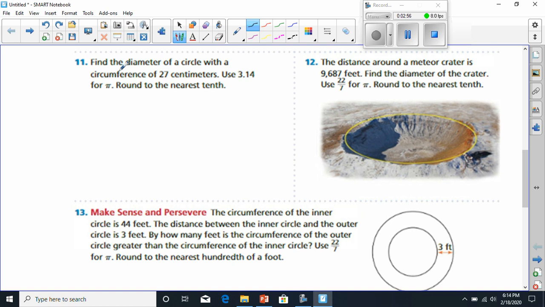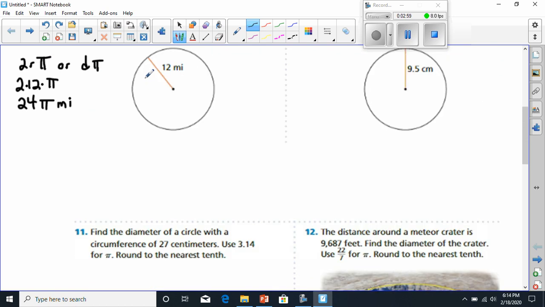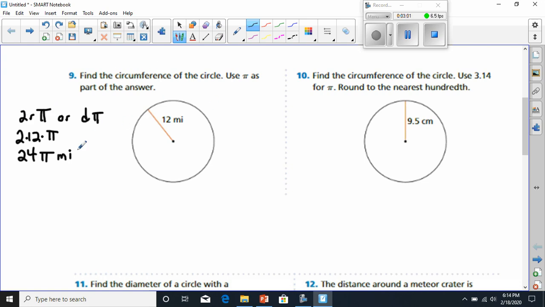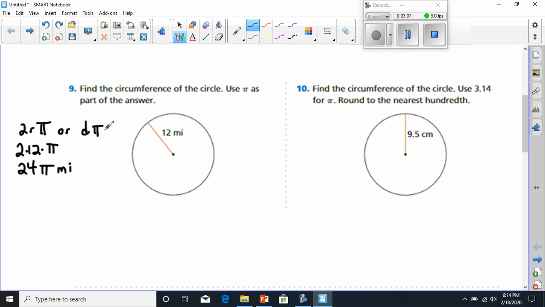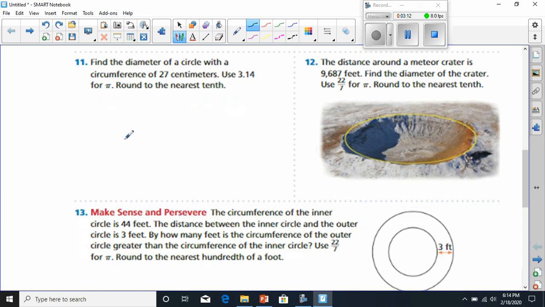Well, what this tells me, since we learned over here that for finding the circumference we can use that formula, these two would equal the circumference. So in this case, we're going to use it backwards. Remember, it's whatever my diameter is times pi will equal the circumference, or it could be 2 times the radius times pi equals the circumference. So let's see which one we're going to use.